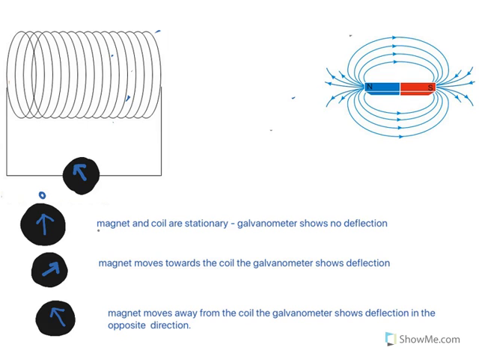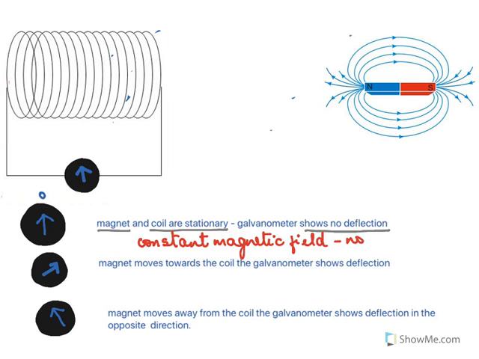In the first observation, we said that when the magnet and coil are stationary, the galvanometer shows no deflection because the magnetic field associated with the coil is stationary. It is not increasing nor is it decreasing. The magnetic field is constant and the galvanometer will not show any deflection. So we can say, when there's a constant magnetic field, there is no deflection. There is no deflection means there is no current induced.